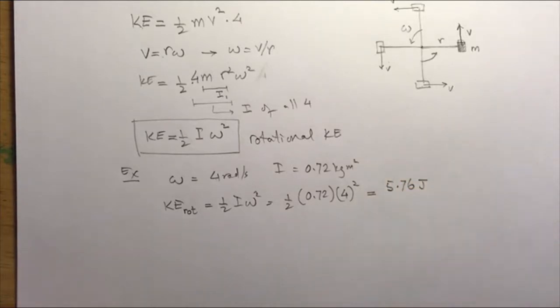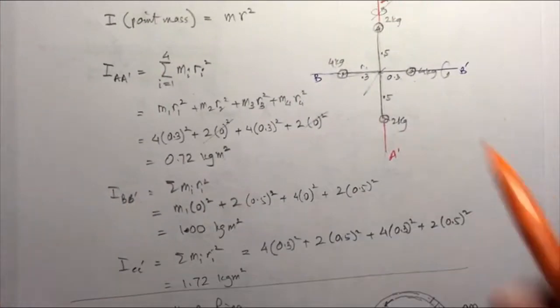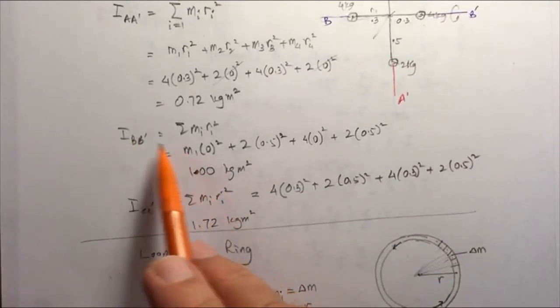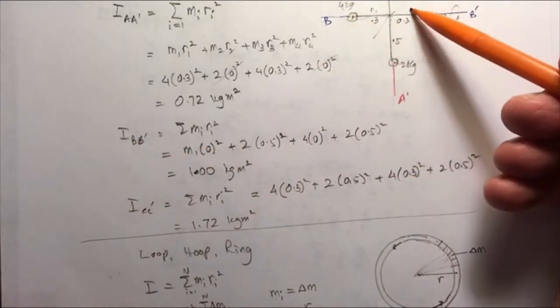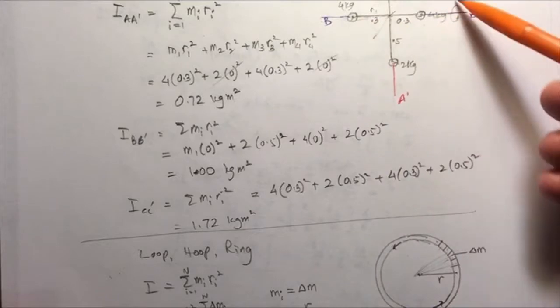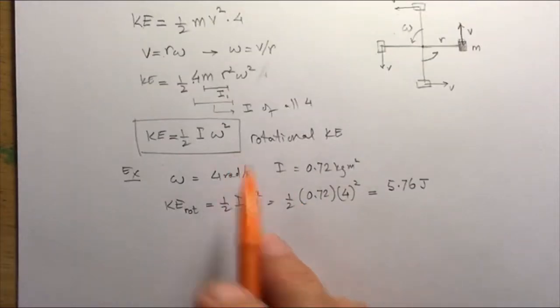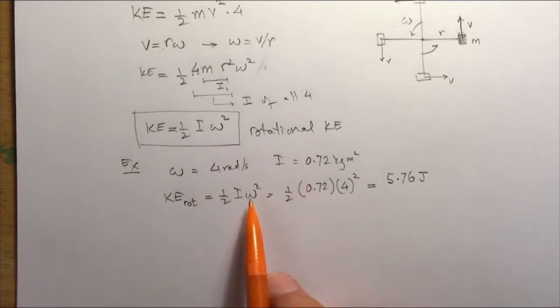Now if we want to find the rotational kinetic energy about the axis BB, well, we'll just replace the moment of inertia with whatever we have for this particular axis spinning this way. And that's 1, so we can just replace this with 1.